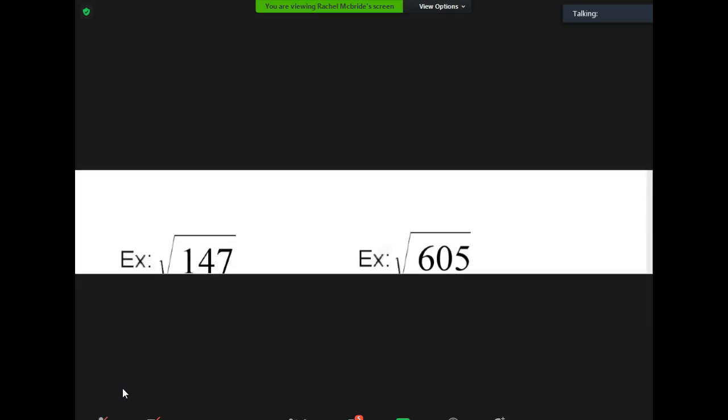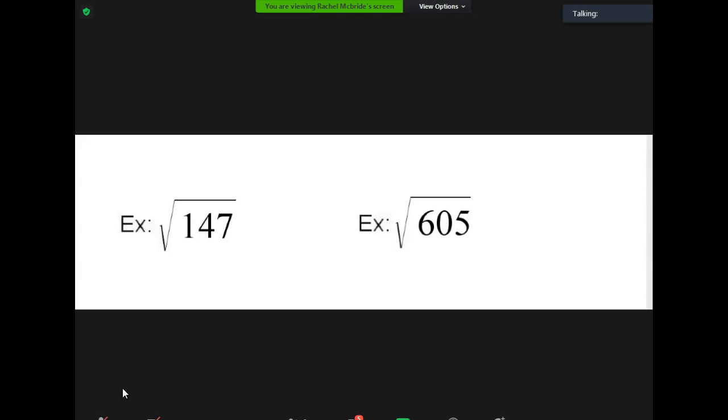And then, thank you. For the last ones, we have the square root of 147, and the square root of 605. For the square root of 147, you want to look at 147 and ask what numbers multiply to give me 147. Although it may not look like it, 147 is divisible by 3. So 147 is the same as the square root of 3 times the square root of 49.